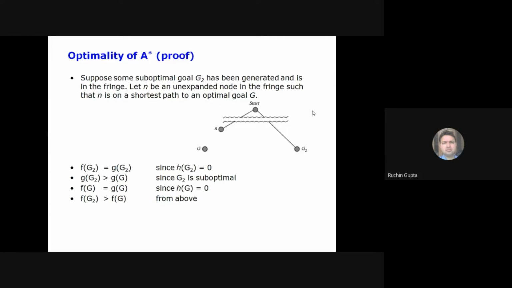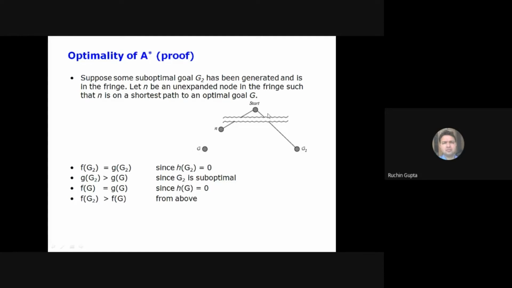Right. So we take an example. We know that for the given problem, we have some kind of search tree, and we see that the starting node of the search tree is the initial state or the initial node for the given problem, and we see that this is G, which is the goal node for the problem.